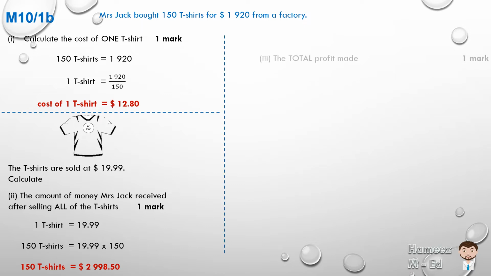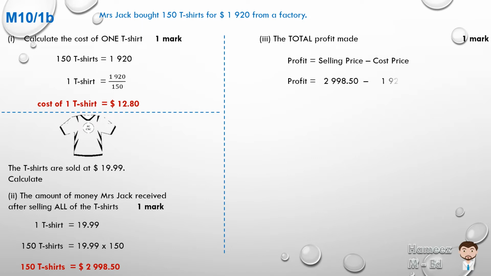Calculate, in part 3, the total profit made. So the profit made would be her selling price, whatever she sold it for, minus her cost price, whatever she bought it for initially, which was $2,998.50 minus $1,920. And it shows that our profit works out to be $1,078.50.